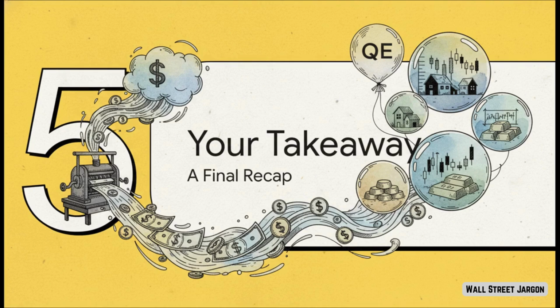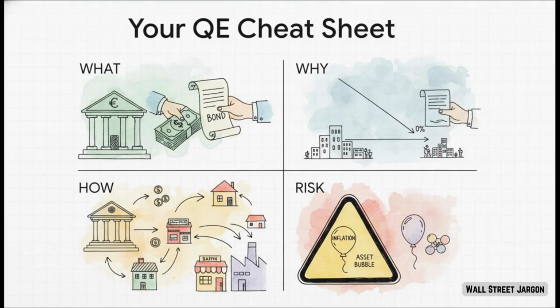All right, we have covered a ton of ground here, from the basics of creating money to the risks of inflation. So let's just do a quick final recap of the most important things to remember. Think of this as your QE cheat sheet. What is it? Simple. A central bank buys bonds to give the economy a boost. Why do they do it? Because the economy is hurting and interest rates can't go any lower. How does it work? It adds money into the system to get banks lending again. And the big risk? It could spark inflation or create those dangerous asset bubbles. If you just remember those four things, you've got it.